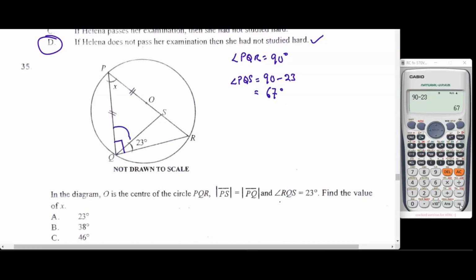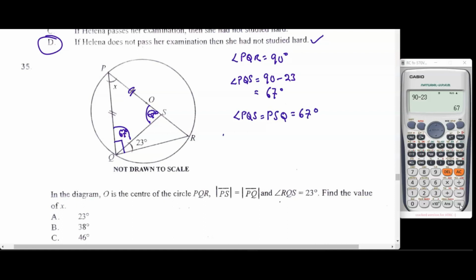So here is 67. And since we are told that PQ is equal to PS, therefore this line, the angle that subtends to it is the angle PSQ. And this line, which is PS, the angle that subtends to it is PQS, which is that. So here is also equal to 67 degrees. So we've seen that angle PQS is equal to PSQ. It's also 67 degrees.